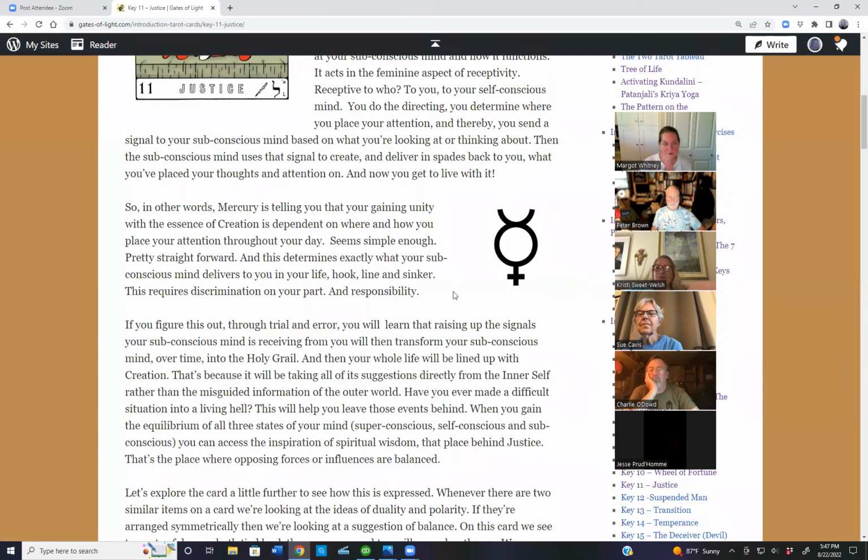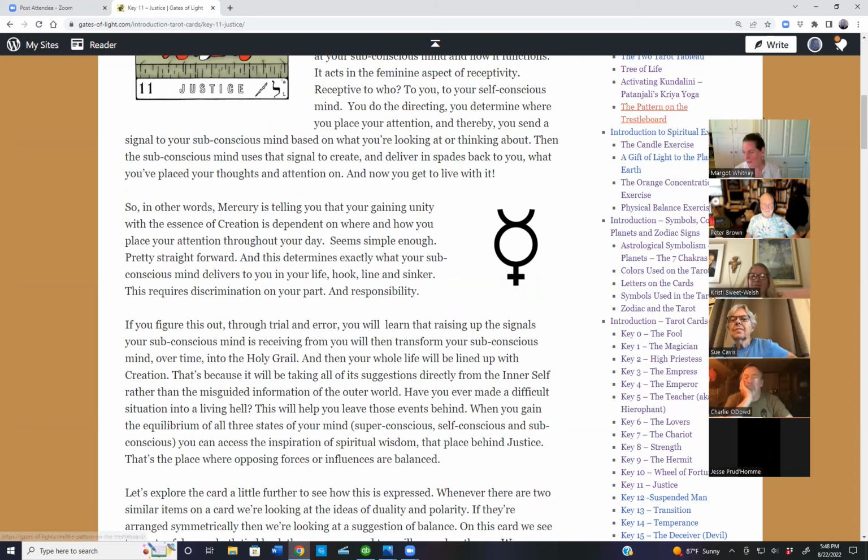So, in other words, Mercury is telling you that your gaining unity with the essence of creation is dependent on where and how you place your attention throughout your day. Seems simple enough, pretty straightforward, and this determines exactly what your subconscious mind delivers to you in your life, hook, line, and sinker. This requires discrimination on your part and a little responsibility. I don't know what happened. How did that happen? Oh, it's coincidental. Yeah, right. Sorry, didn't work out that way.